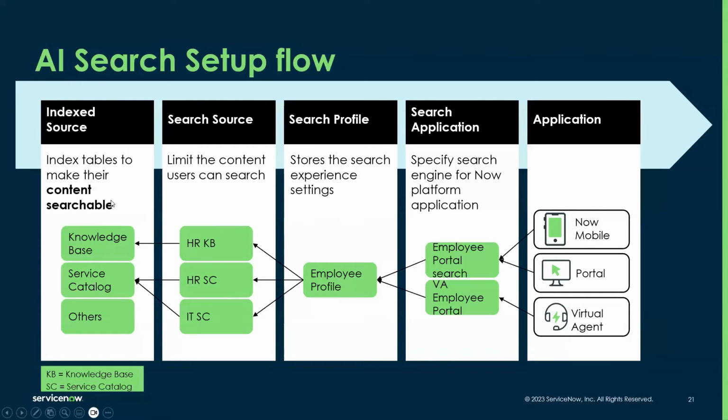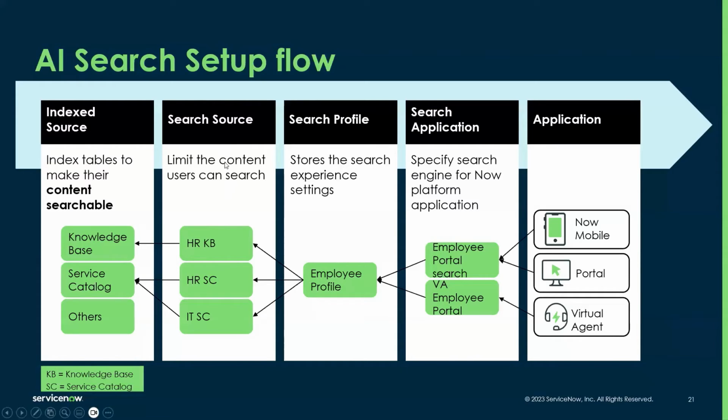So you can see the first building block talks about the index sources, and this is what I was calling the raw sources. These sources can be the tables in your instance, can be SharePoint as an external source, can be other sources if you want to utilize. So these are nothing but the sources of data, right? From where you want to integrate AI search. You can see here we have a knowledge base, service catalog, or any other data point outside of ServiceNow. So this is purely the source of your data, which you want to expose to AI search, right?